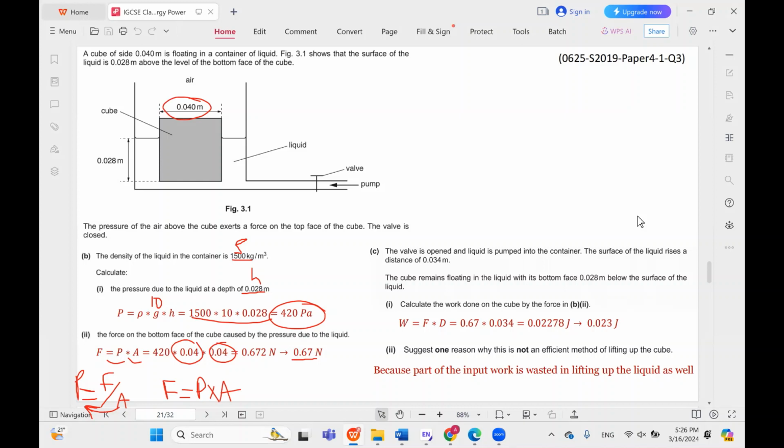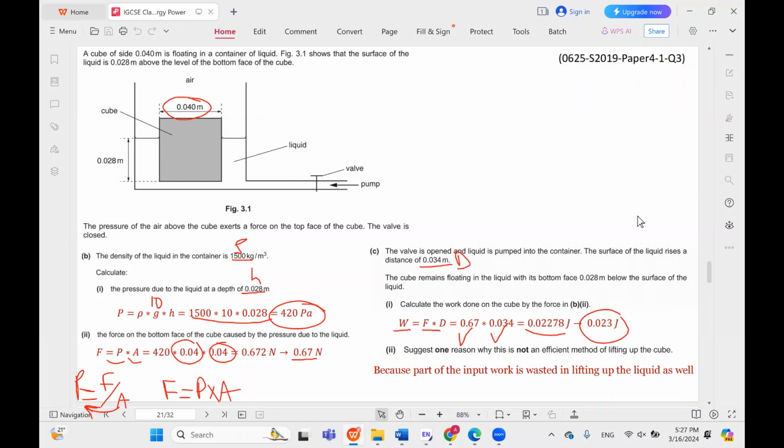Again, if you want to find the work, you just use the formula W equals force times distance. You already have the force from before. The force is 0.67, and the distance is given as 0.034. So you have everything you need, and you can simply plug them into the equation. This is the distance here. We have that as well, and we multiply to get the final work.